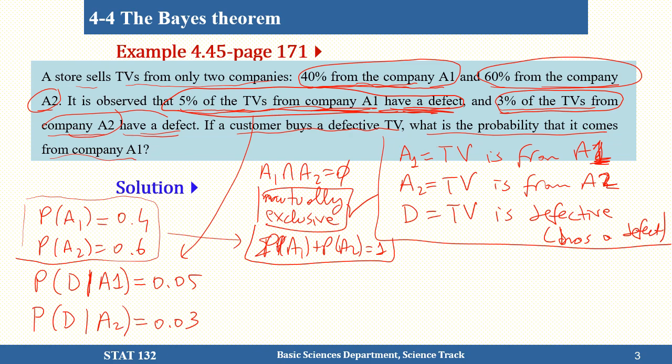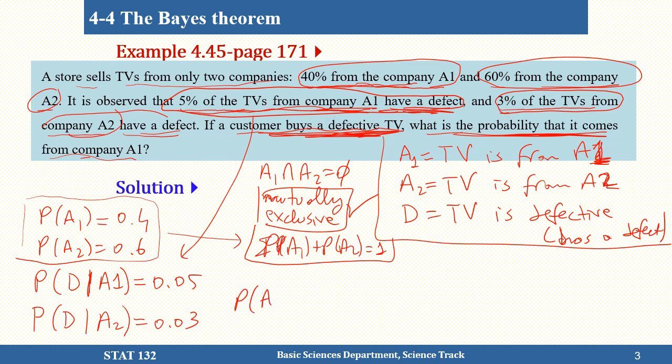Now what is asked? What's the problem? If you buy a defective TV, it means you already know the TV is defective. What is the probability that it comes from A1? So this is the situation now. Now you can write this. Okay, I will write it here.